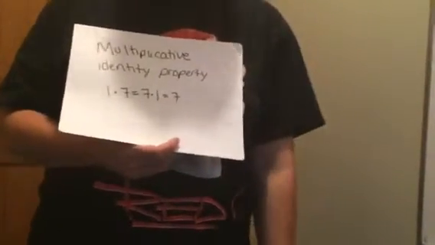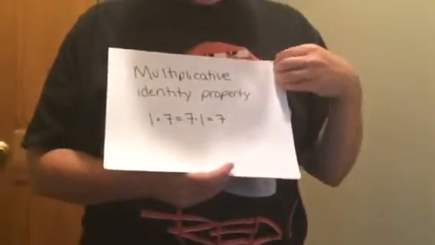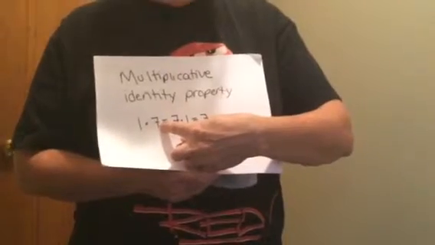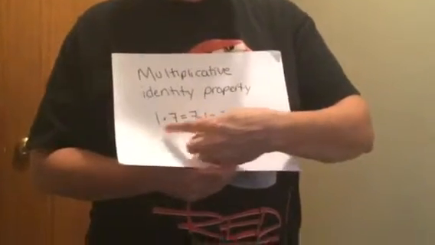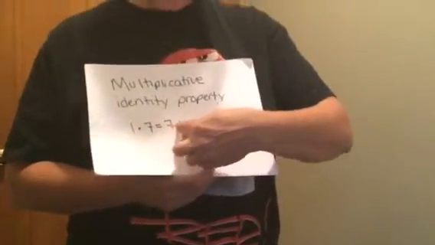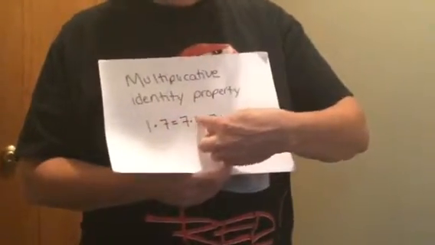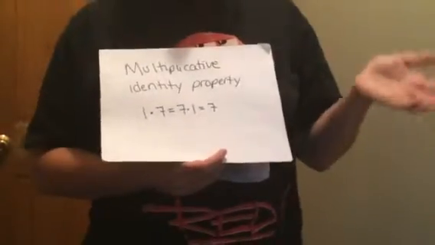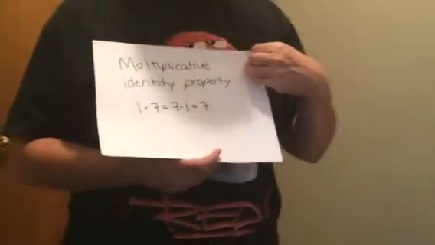The next one, multiplication identity property. That just says that if you multiply anything by 1, you can switch it around, but it doesn't matter. 1 times 7, 7 times 1. Anything multiplied by 1 is always going to be itself. If I multiplied x by 1, I'm going to get x.